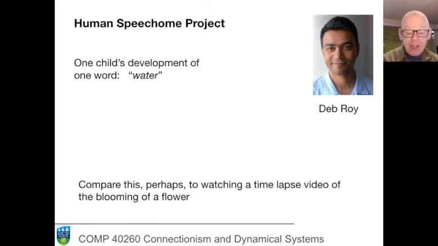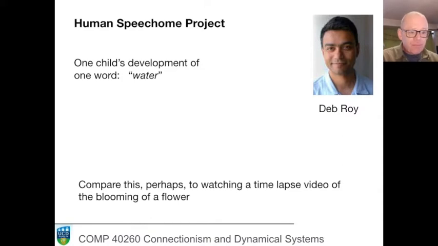He gets there in the end. It takes him a while. And those vocal productions, of course, did not happen consecutively in time, but they've been assembled here. So you've got an artificial way of viewing the developmental process over time, comparable perhaps to watching a time-lapse video of something like the blooming of a flower.